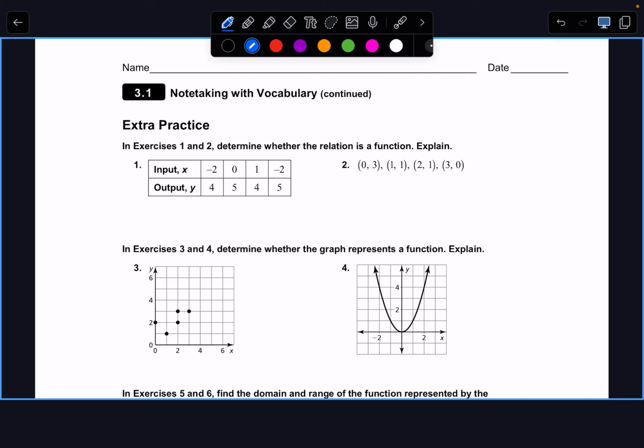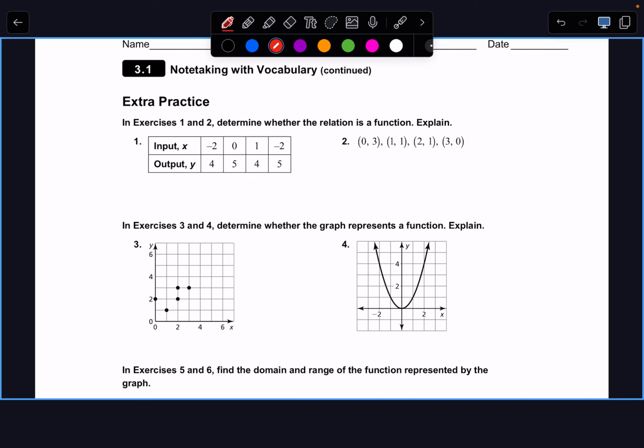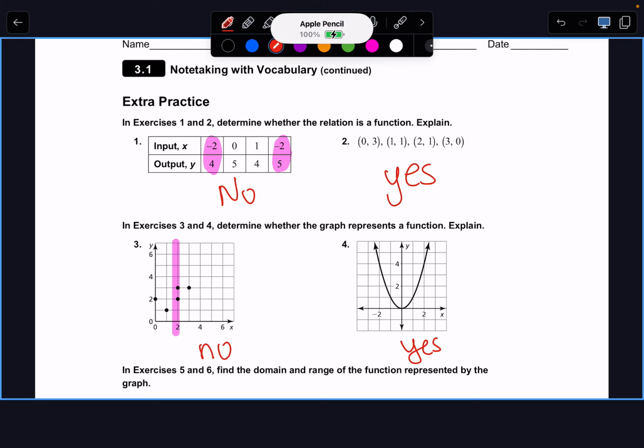All right, number 1, yes or no? Ugh, those darn -2's have more than one y value. All right, number 2, yes or no? Yes, all of our x's have one y. Number 3, yes or no? No. What's the problem? Okay. Number 4, yes or no? Yes. Okay. This is what's going to happen. You're going to test each other.